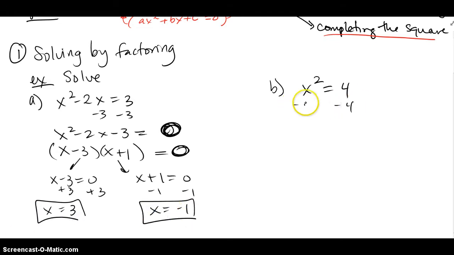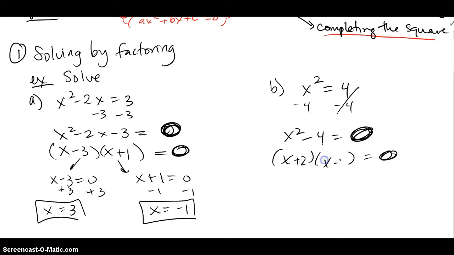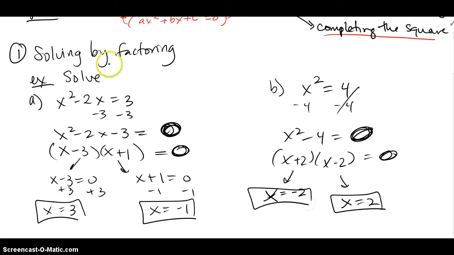Part B, same idea. Get a 0 on one side, and then it looks like this is factorable, x plus 2, x minus 2. So it pops out two solutions, x is negative 2, and x is equal to positive 2. So this we've already done by factoring in chapter 5.